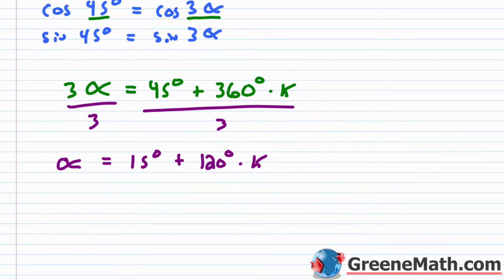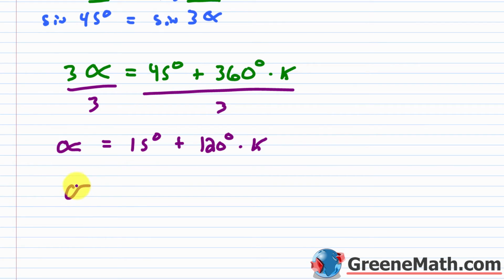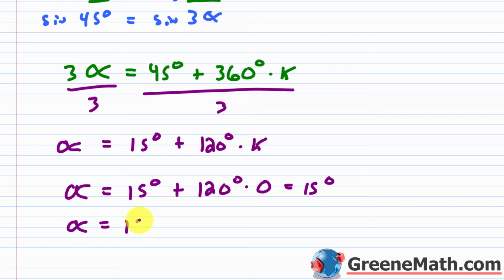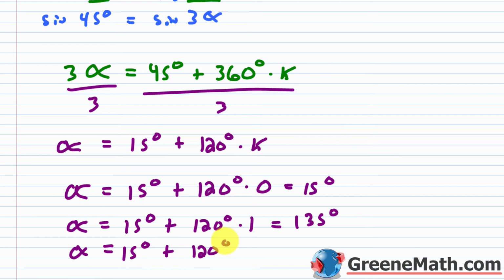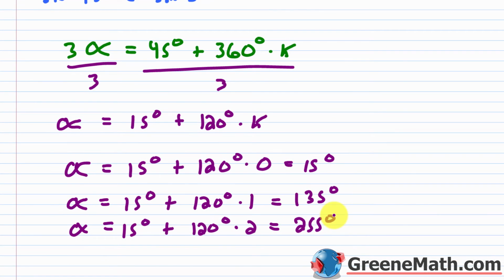So let's go ahead and go through and say our first alpha would be 15 degrees plus 120 degrees times 0. So this is basically going to be 15 degrees. Then another alpha would be 15 degrees plus 120 degrees times 1. So this is going to be 135 degrees. Then our other alpha is going to be 15 degrees plus 120 degrees times 2, and this is going to give me 255 degrees, okay?